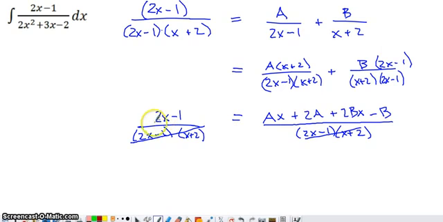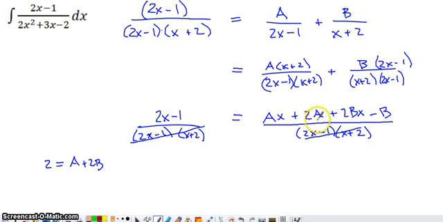The coefficient of x right here is 2. The coefficients of my x's over here, the a and the 2b, those are going to have to combine to 2. So 2 is going to be equal to a plus 2b. Right, the coefficients of the x's on the right side of this equation have to combine to the coefficient of x on the other side.